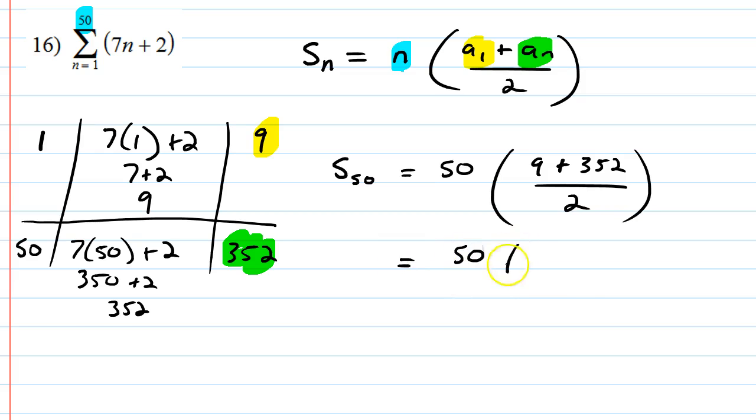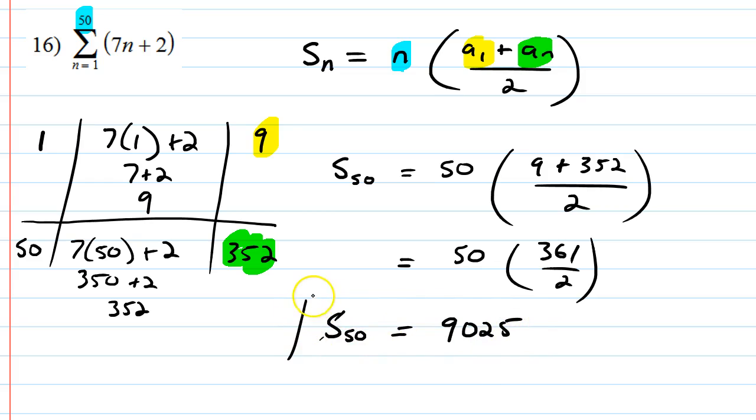And so we get 361 divided by 2. And you can work this out on your calculator. And you're going to get 9,025. So the sum of the first 50 terms, and this is an S, I know it looks like a 5, but this is an S. The sum of the first 50 terms is 9,025.